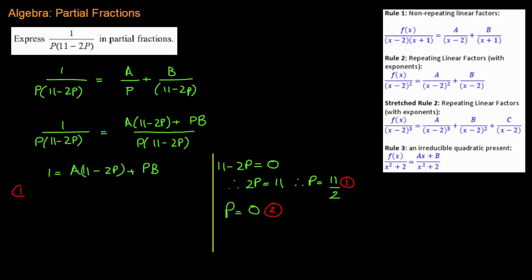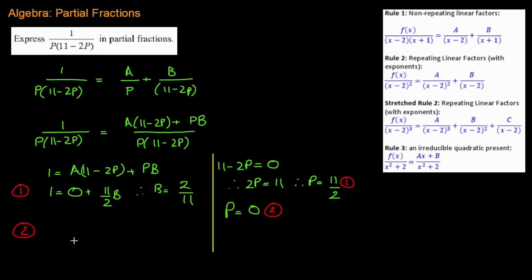So let's do number 1 first, and I get 1 is equal to, well, I know if I put in 11 over 2 in here, I will get 0. So I get 0 plus 11 over 2 b. And rearranging that, I get that b is equal to 2 over 11.